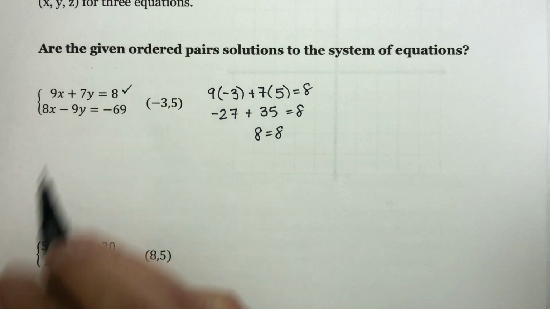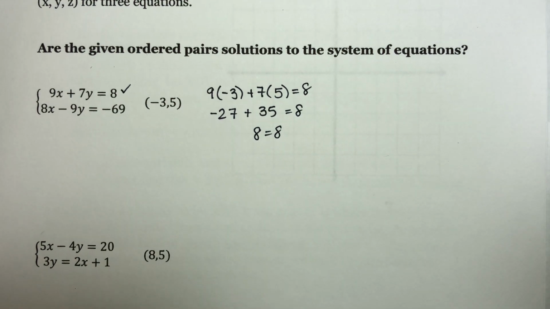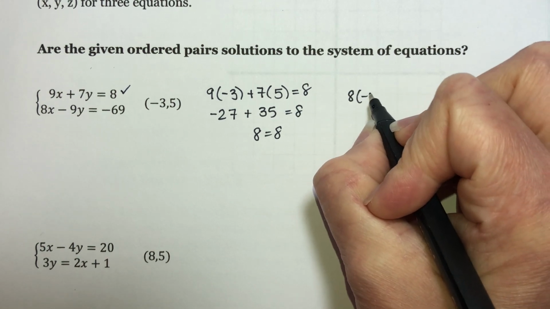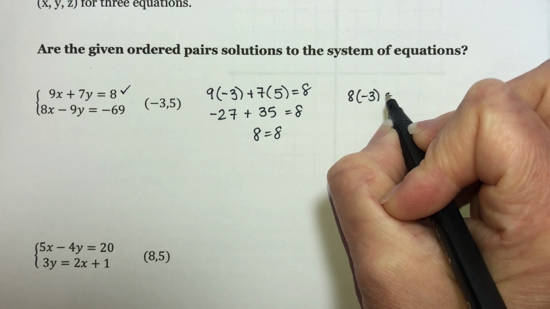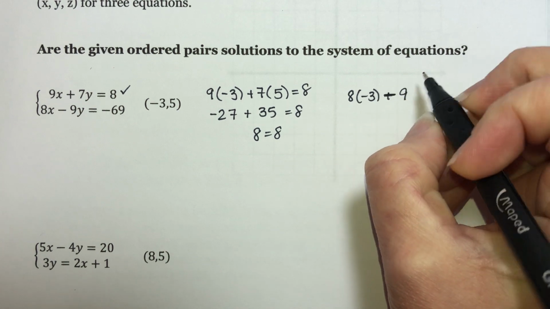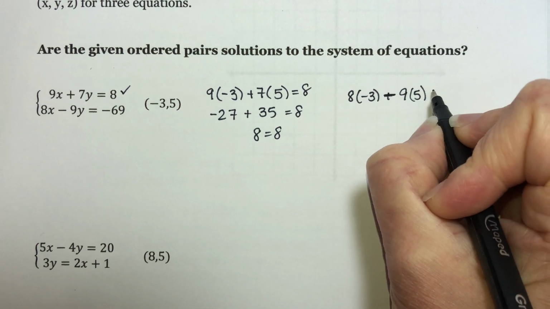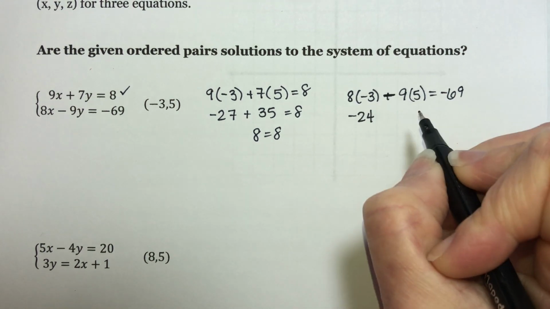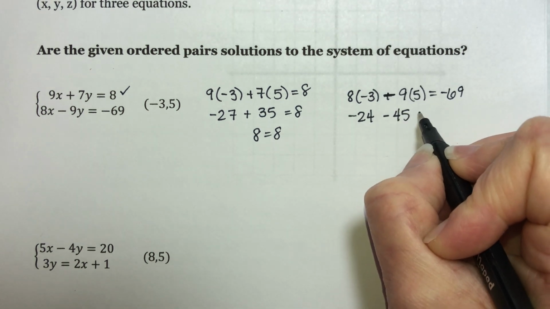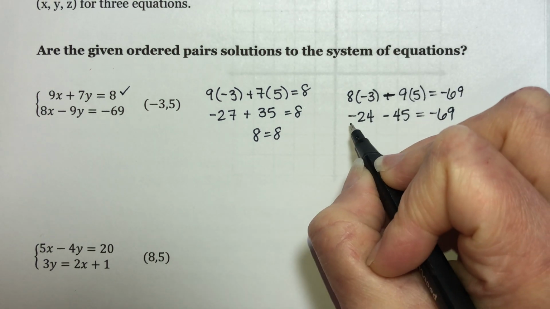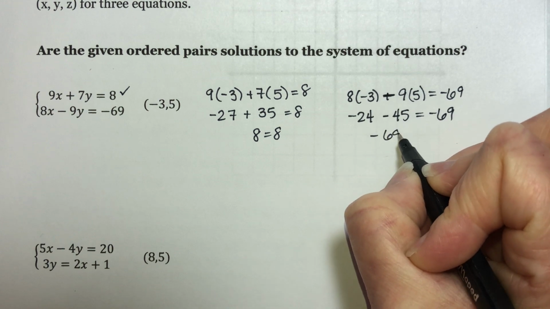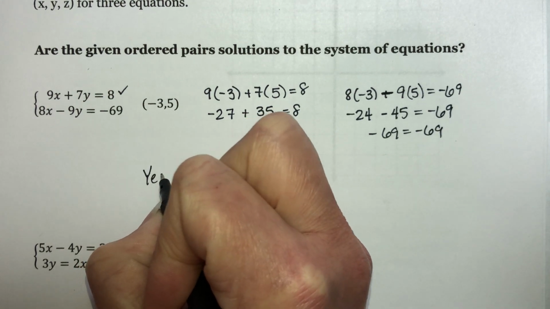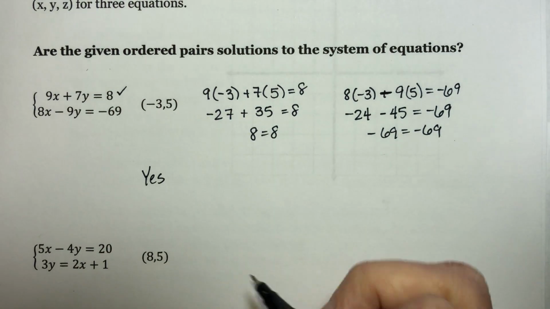Now, if it didn't work here, I could stop because I would know it didn't work in both. But now I need to check this one. 8x, so 8 times -3, plus -9 times y, which is 5, is that equal to -69? This would be -24 minus 45 is equal to -69. Combine these two and you get -69 equals -69. It checked out in both of them, so yes, (-3, 5) is a solution.